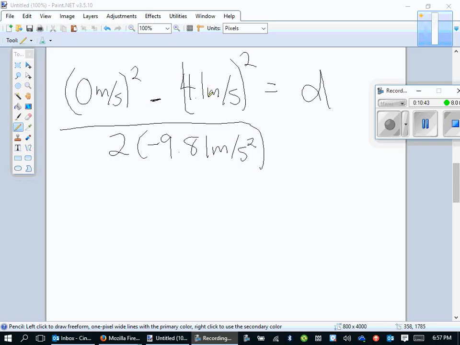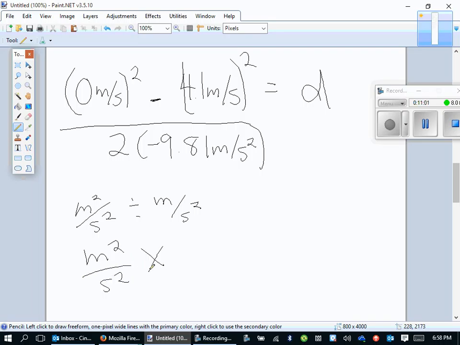Calculating this out, my units, I'm going to have meters squared per second squared divided by meters per second squared. When I divide by a fraction, it's really multiplying by the reciprocal. Okay, so my seconds squared cancel out. I have meters squared divided by meters. I'm going to be left just with meters. Okay, so my unit is meters.